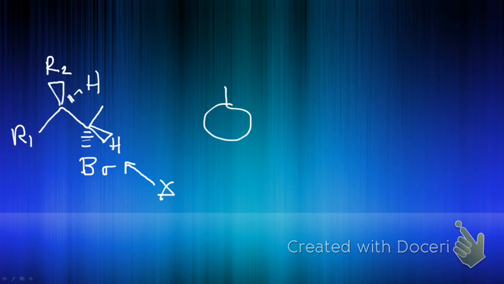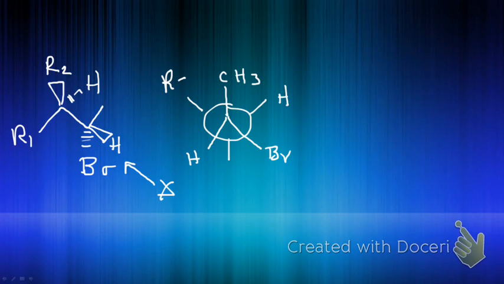So I'm going to draw the CH3 group in the front up, and since I'm looking at it from the front, the H is going to be on this side, and the Br is going to be over here. I have the other groups over here. So I have a hydrogen in the back. I have R2 up here, and at the bottom I have R1.